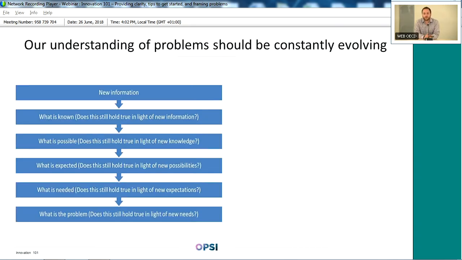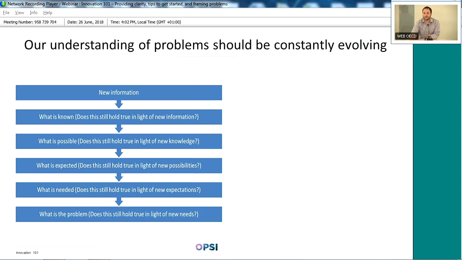So I talked a lot about new information lots of times being the spur for problem framing. So what we looked at and what we proposed in our research is that new information is the start to start asking questions to help frame a problem better. So you receive new information, you look at what is known, you look at what is possible, you look at what is expected, what is actually needed, and then finally, what is the problem? And by going through these steps of asking these questions and exploring each of these questions independently, you start to get a new appreciation for actually what is the problem that you're trying to solve.